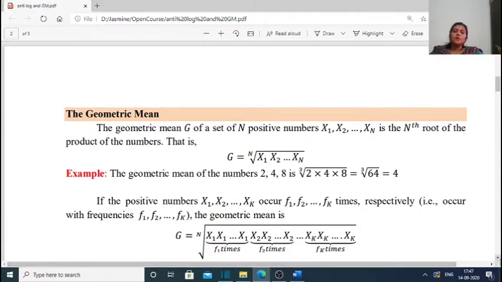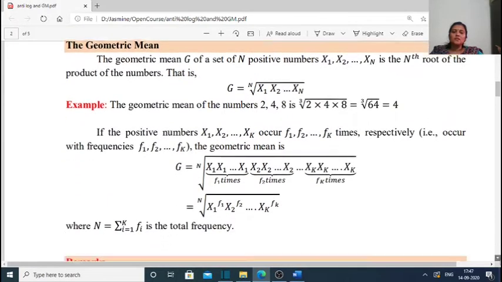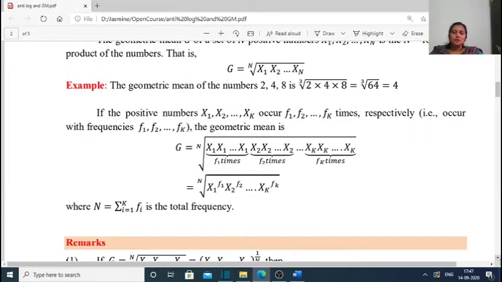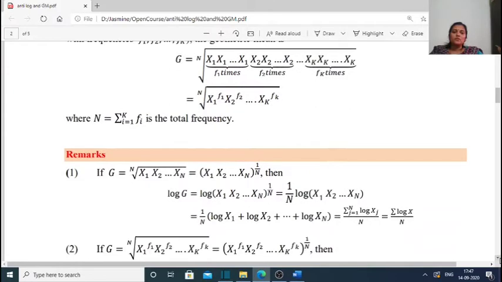And if the positive numbers x1, x2, etc., xk occur f1, f2, etc., fk times respectively, then the geometric mean is nth root of x1 repeated f1 times, x2 repeated f2 times, etc., xk repeated fk times, and the nth root of that product. Which is equal to nth root of x1 raised to f1, x2 raised to f2, etc., xk raised to fk, where n is equal to sigma i equal to 1 to k of fi, the total frequency. Now we have 2-3 remarks.